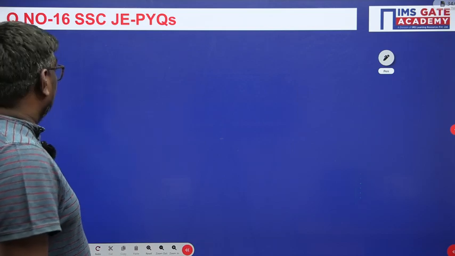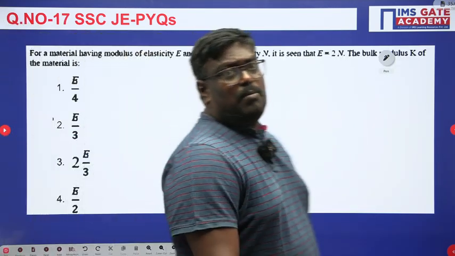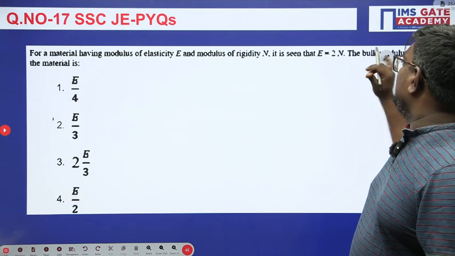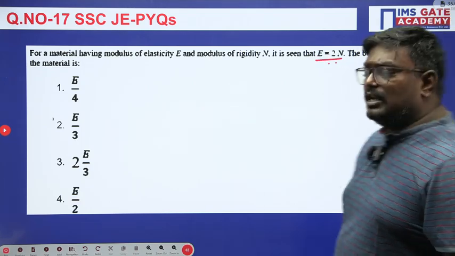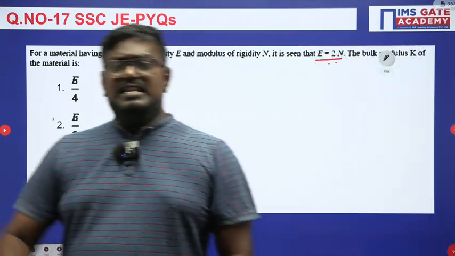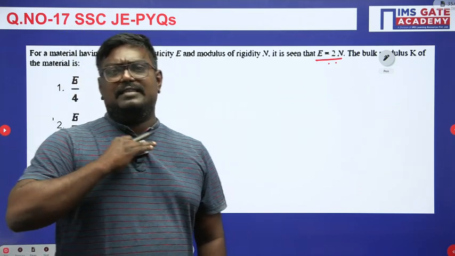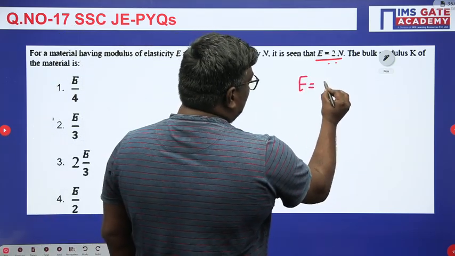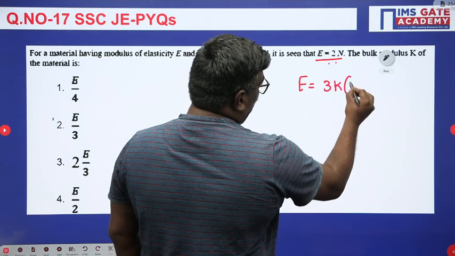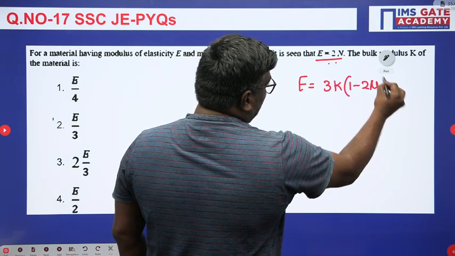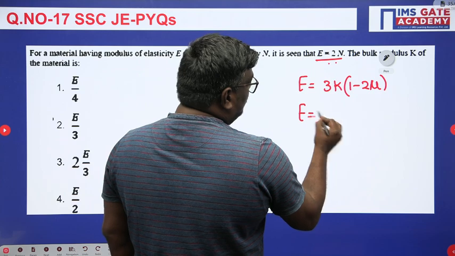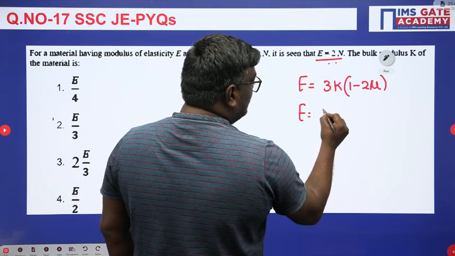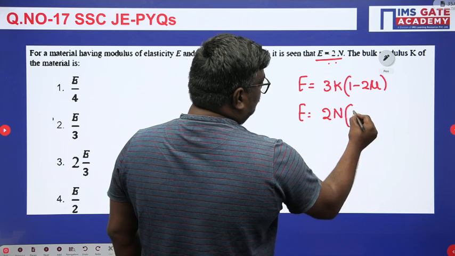Now, my dear students, for a material having a modulus of elasticity E and modulus of rigidity N, its E is equal to 2N, the bulk modulus is. Now, let me tell you, in any competitive exam, you name the state level exam, you name the SSC JE, these relations are very important. E is equal to 3K into 1 minus 2 mu, where K is the bulk modulus. If they ask you, the rigidity modulus is given as N. So you can say here, E is equal to 2N into 1 plus mu.